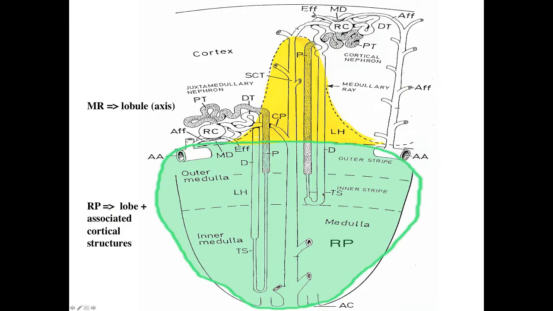Here's another way to look at this diagram. What I've shaded in green is the renal pyramid, and what I've shaded in yellow is a medullary ray, which is going to be roughly a renal lobule. If you'll allow me to continue, I hope this will become clear.